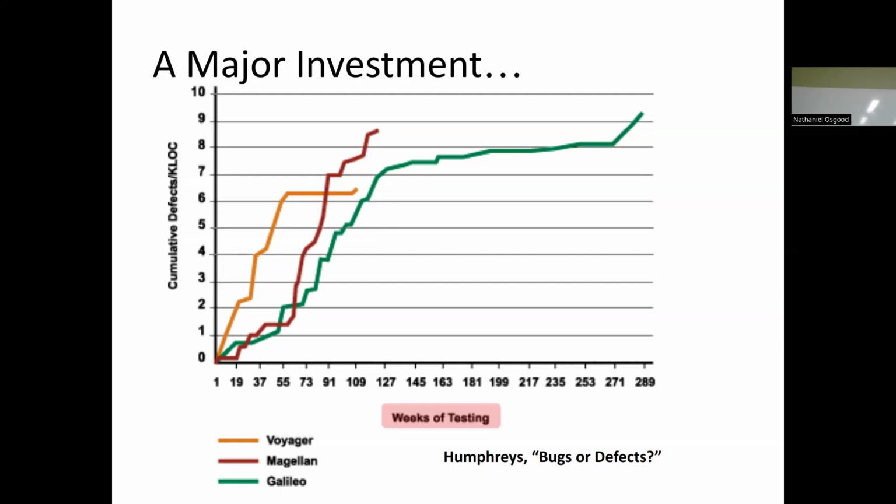At the top, 10 defects per 1,000 lines of code, right? 1 defect per 100 lines of code on average. 1% of the lines of code have a defect in them. Another way to say it, right? The x-axis is not hours of test, not days of test, it's weeks of test.